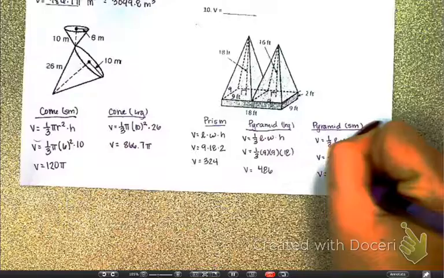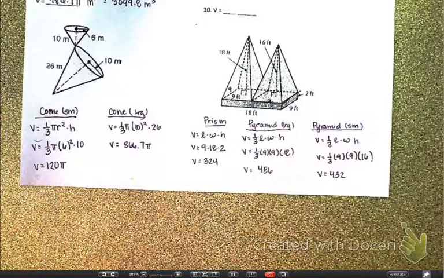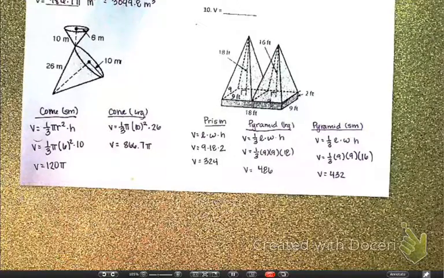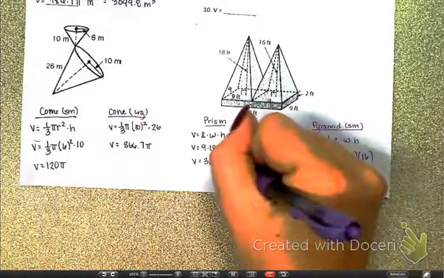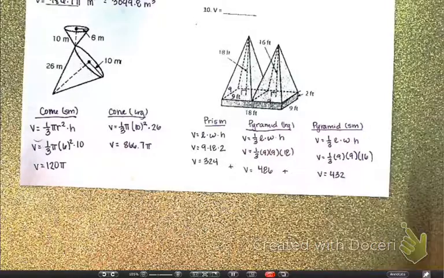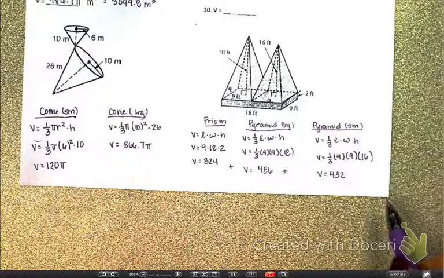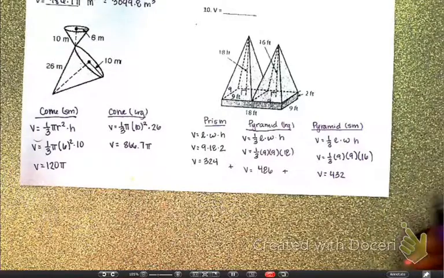432. And what's happening with all of these? What are we doing with all the different figures? We're adding them because they're all just stacked on top, right? So 132 plus 486 plus 432. I think I said 132. I meant 324. I said the wrong thing. So 324 plus 486 plus 432. What do you get?